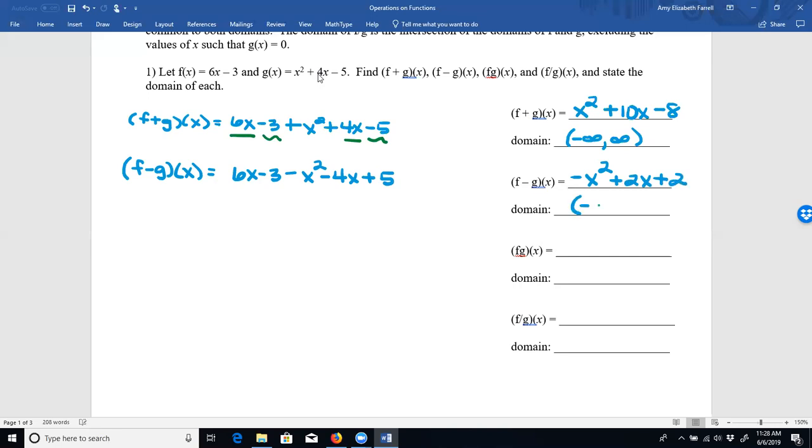Domain, once again, all real numbers. The domain of polynomial functions, always all real numbers. So if we're looking at the intersection of the two domains, it's still going to be all real numbers.